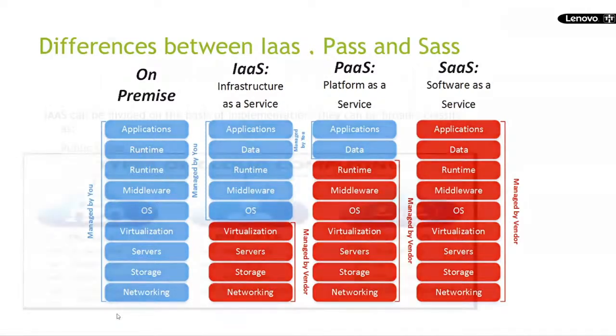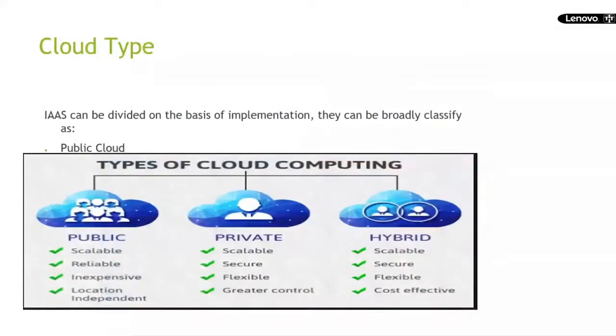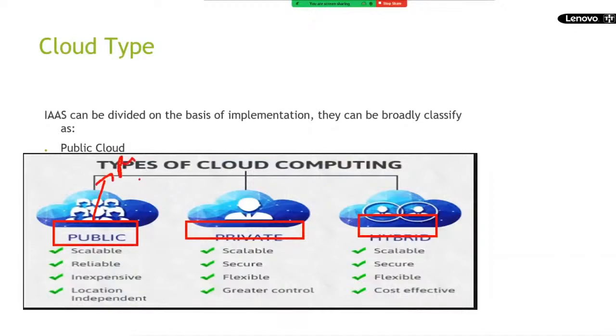Next, globally we have three types of clouds: public, private, and hybrid. What is public? Public means the services or resources can be accessed from anywhere in the world. I am repeating: the resources that can be accessed from anywhere in the world are called public.